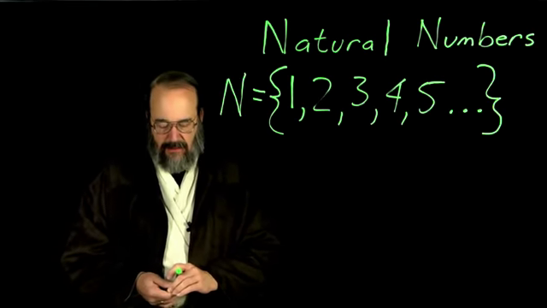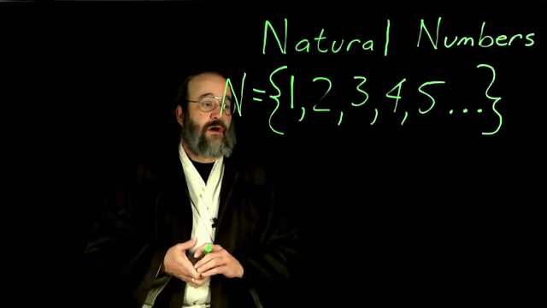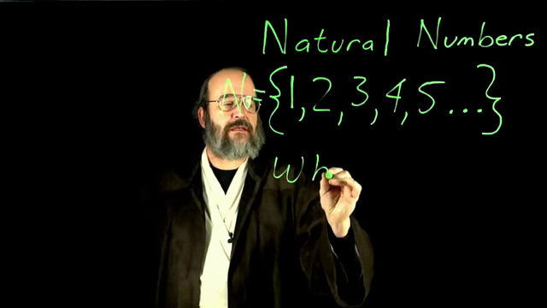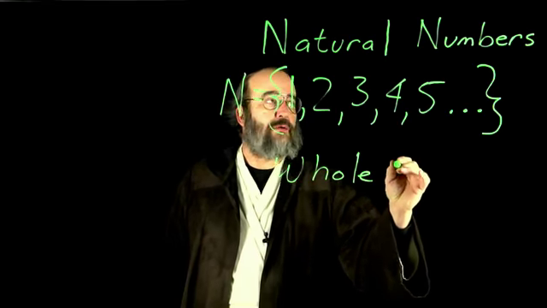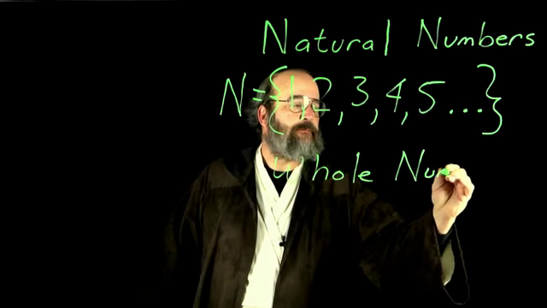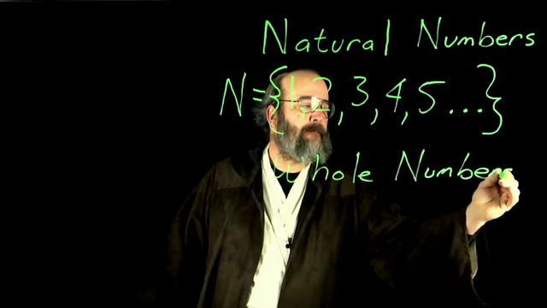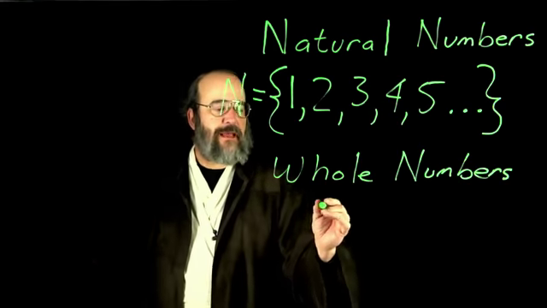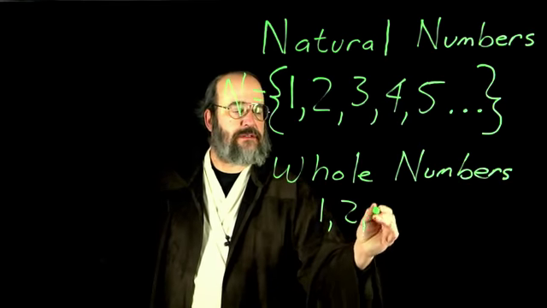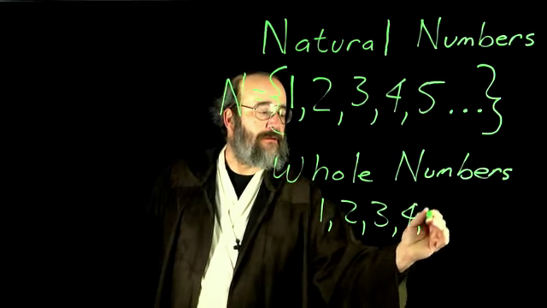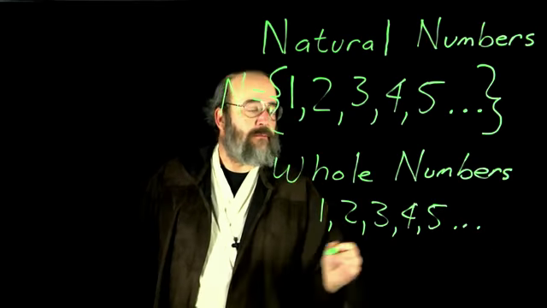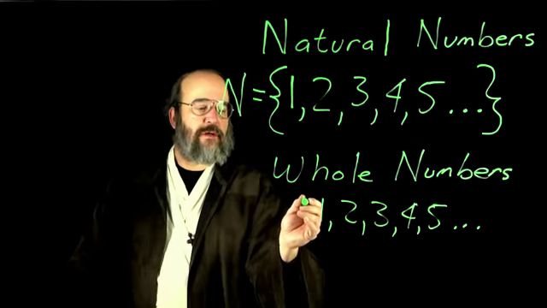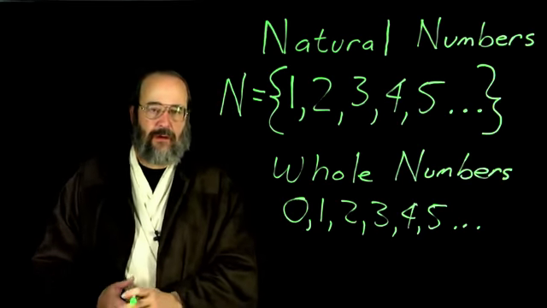Another way that I can deal with numbers is something called whole numbers. W-H-O-L-E. Whole numbers. If we look at whole numbers, they have all the natural numbers in them, so it's just the same: 1, 2, 3, 4, 5, and so on. But there's one difference between natural numbers and whole numbers, and this is important. Whole numbers also include 0.